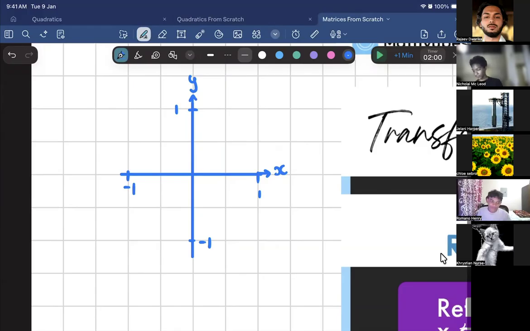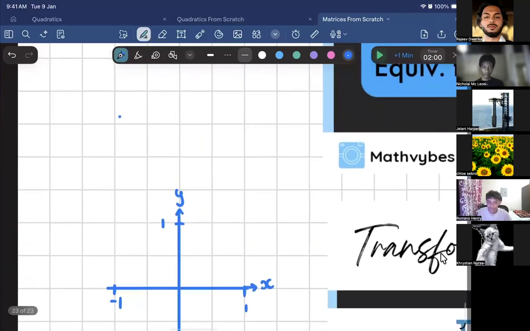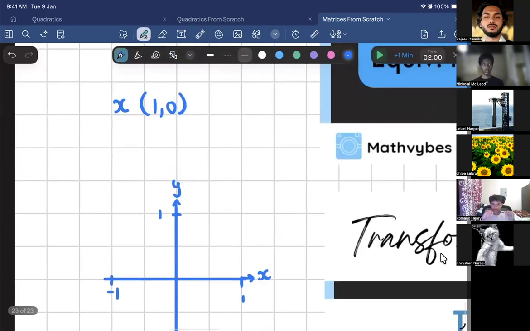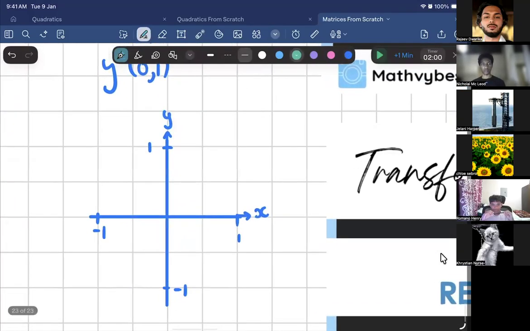All right. So, Chloe, I want you to understand that an x value in simplest form could be represented as 1, 0. And you saw that for yourself, right? Like an x value is just 1, 0. And where's the y value? 0, 1. Excellent. 0, 1.